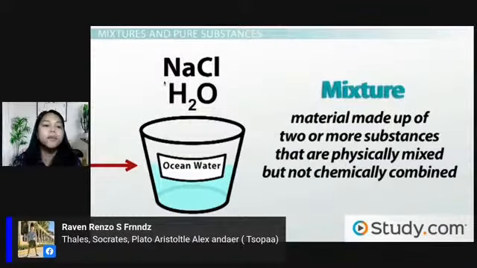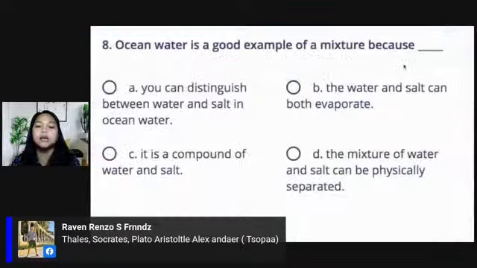Now, mixture mo naman, again, example is your sodium chloride and water in ocean water. The material is made up of two or more substances that are physically mixed but not chemically combined. And so they can be separated very easily by physical processes. Okay, so sa ating choice dito, ocean water is a good example of a mixture because the mixture can be physically separated. Okay, so letter D po ang ating tamang choice.